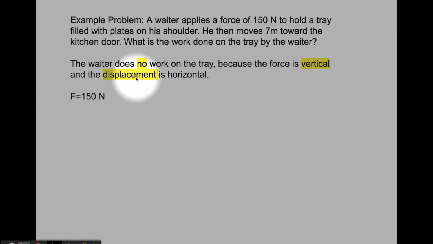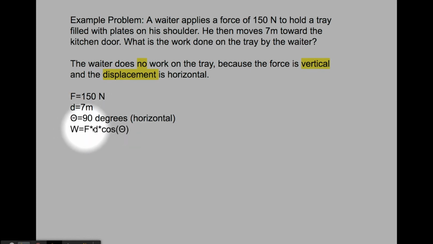So the force in this is 150 newtons, okay? The distance is 7 meters, but really that's the displacement is 7 meters. Now, here's the kicker on this. They're 90 degrees from one another, horizontal. So if I do this in the equation, 150 times 7 times cosine of 90, if you're in degrees mode, it's always going to give you 0. So 0 times anything is 0.